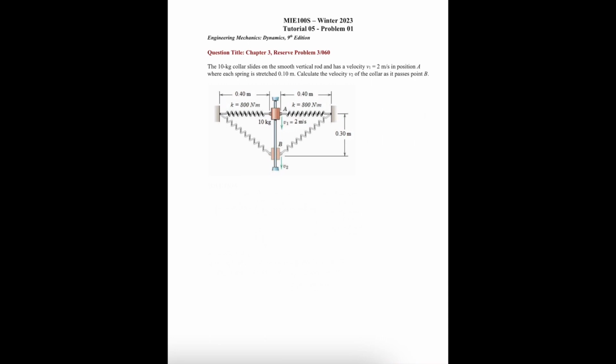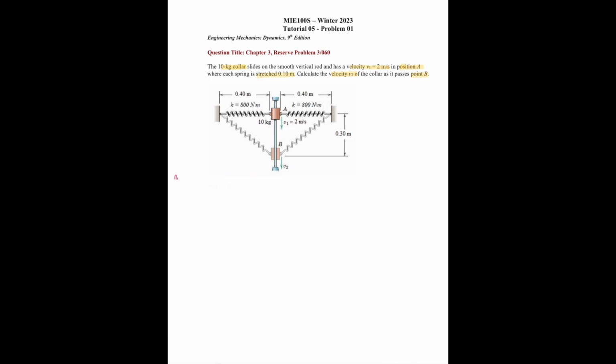Alright, so starting with our first problem. A 10 kilogram collar slides on the smooth vertical rod and has a velocity of 2 meters per second in position A, where each spring is stretched by 0.1 meters. Calculate the velocity v2 of the collar as it passes by point B.